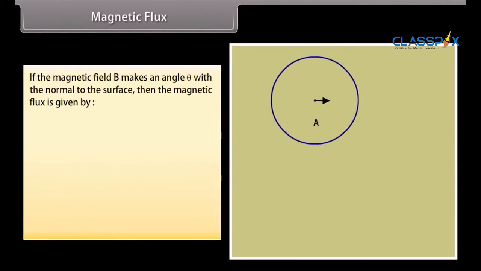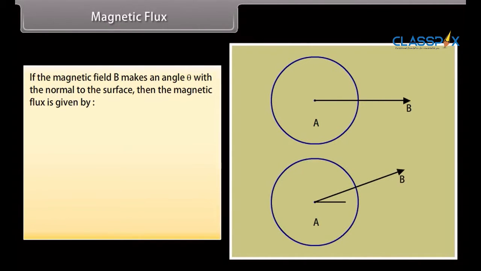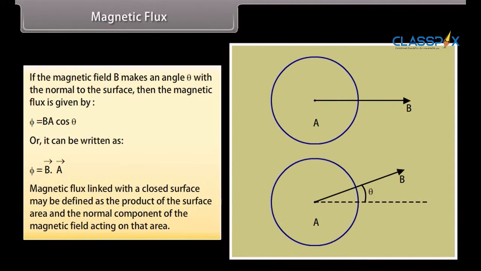If the magnetic field B makes an angle theta with the normal to the surface, then the magnetic flux is given by BA cos theta, or it can be written as phi equals the dot product of B and A. Magnetic flux linked with a closed surface may be defined as the product of the surface area and the normal component of the magnetic field acting on that area.